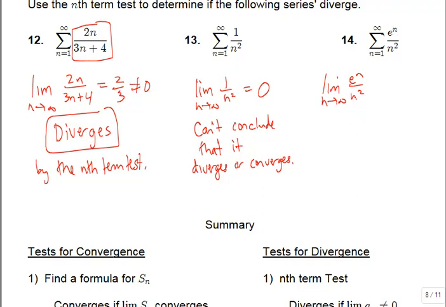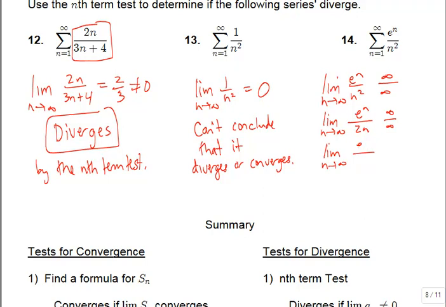So on this one, initially as n goes to infinity, we get e to the infinity, which is infinity, over infinity squared, which is infinity. So we can't really decide anything yet here, but we can use L'Hopital's rule. So if we apply L'Hopital's rule, the derivative of e to the n is e to the n. The derivative of n squared is 2n, and that's still going to give me infinity over infinity. So try L'Hopital's rule again.